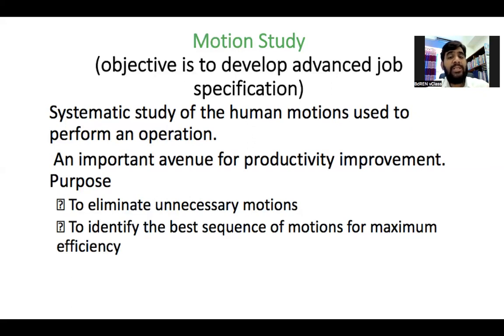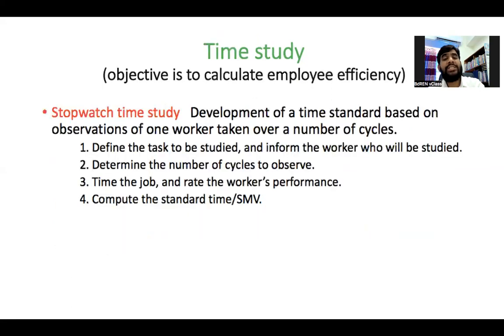The job redesigning tools are, number one method study, number two motion study, and number three time study. Time study will be used to measure your performance. Stopwatch time study. Usually we use a stopwatch. How long does it take to finish a product? It is known as the time study. How long does it take to produce a product? So when you redesign, you will think about how to reduce the amount of time to produce a product.